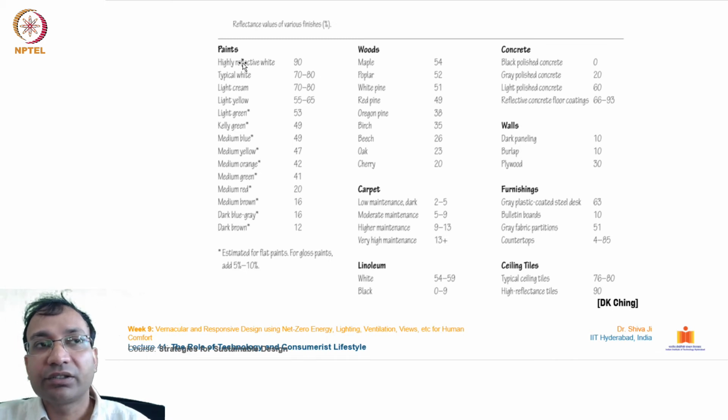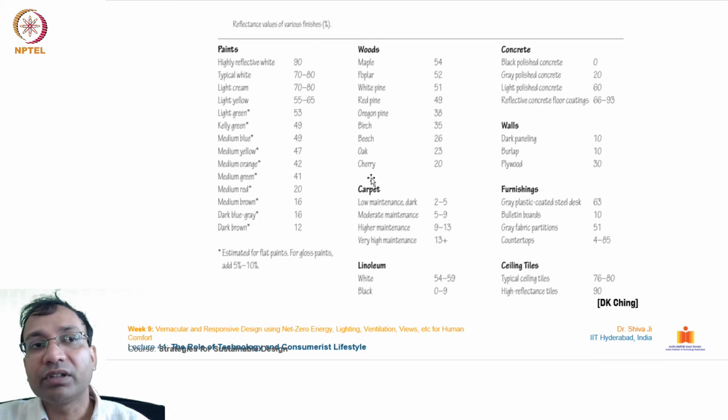In this slide, I have taken the reflectance values of different finishes. You can see in the paints what the reflectance value is. If it is a highly reflective white, it reflects up to 90%. If it is a dark brown, only 12%. In between we have all of these shades and colors. You can understand from here the respective reflectance of these paint materials.